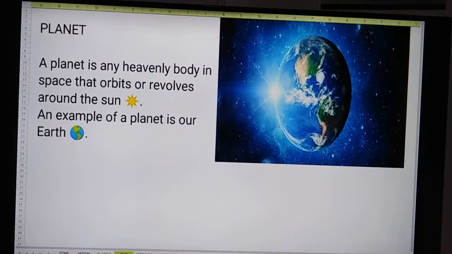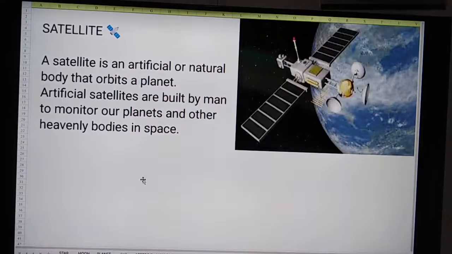Let's go to the next item I have here, which is satellite. So any object, artificial or natural body, that orbits a planet, that's a satellite. So when it is built by man, we said those are the artificial ones. We have the natural one, that's the moon. We've already looked at the moon. So artificial satellites are built by man to monitor our planets and other heavenly bodies in space.